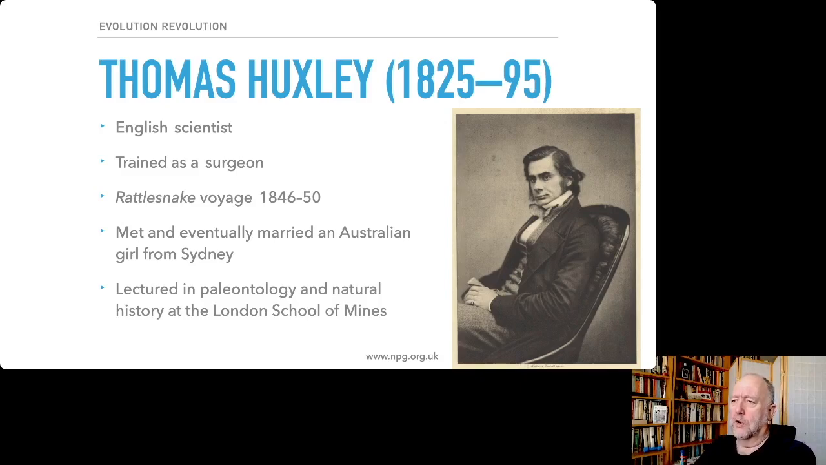Thomas Huxley, who is uniformly and incorrectly referred to as Darwin's bulldog. This isn't a term that was ever used during his lifetime and was, I think, invented sometime in the 1930s. Don't use it. But Thomas Huxley was a surgeon who, like Darwin, got a place as the voyage surgeon on an exploratory voyage on the HMS Rattlesnake. This actually spent its time around and within the general area of Australia.